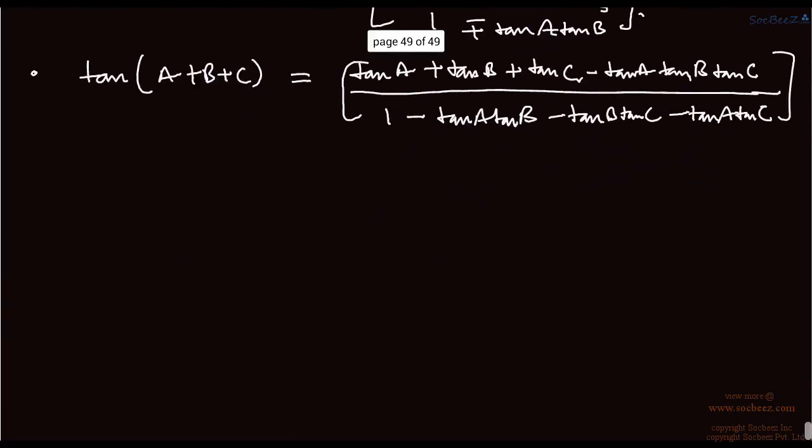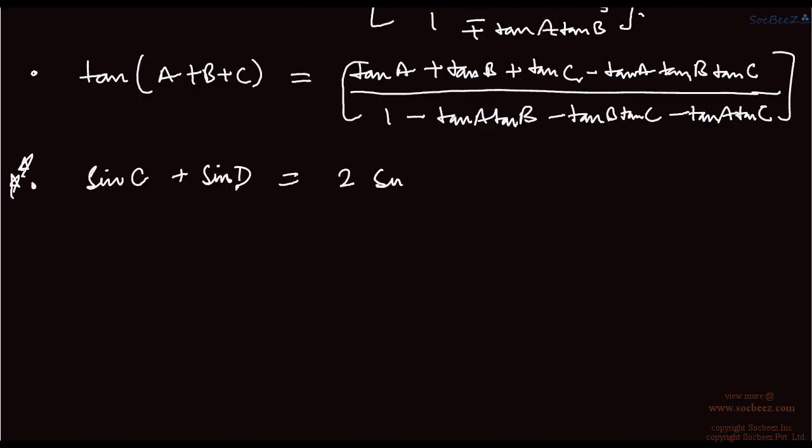Now we'll move on to the next set of formulae, which consists of the factorization of the sum or differences of two sines and cosines. These are pretty much important because they are mainly used in IIT-JEE. Sin C plus sin D.